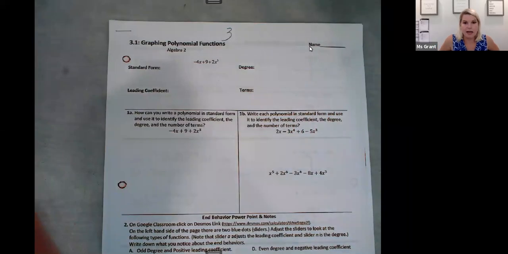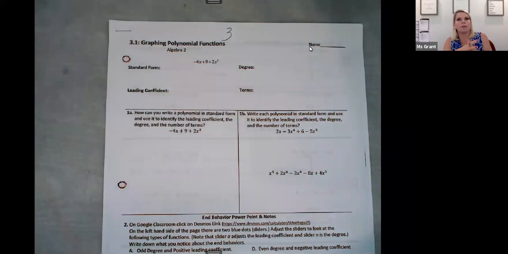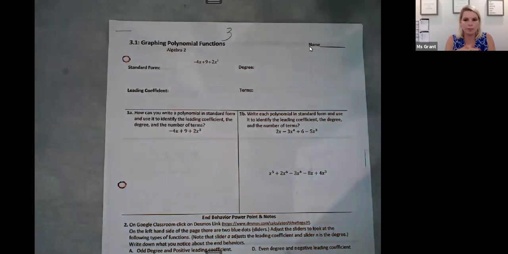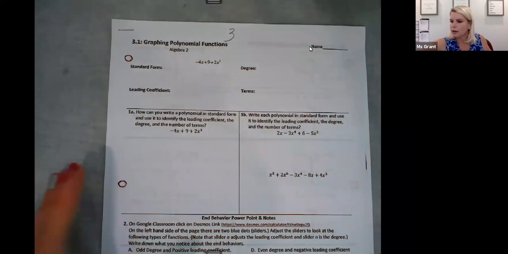All right, we are starting chapter 3. Chapter 3 is all about polynomials, graphing polynomials, and getting more in depth into if something's to the third power, or fourth power, fifth power, what would that look like? What are all the key components of that polynomial, the graph, all that. There's a lot with this chapter.